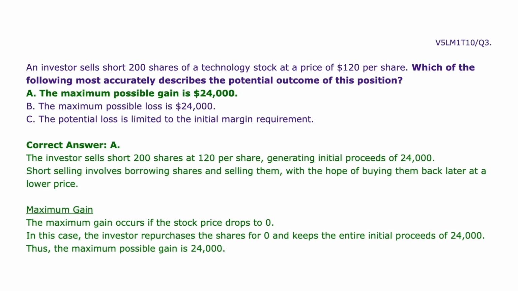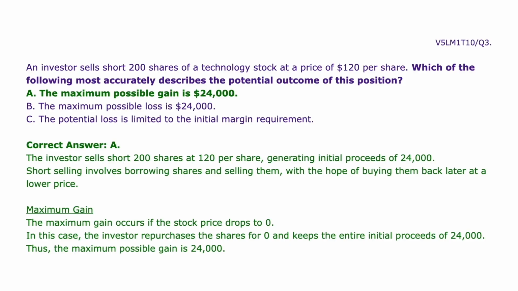In short selling, the maximum gain is limited. The stock cannot fall below $0, so maximum profit equals the initial sale price times the number of shares. Here, 200 shares times $120 equals $24,000 maximum gain if the price goes to zero.